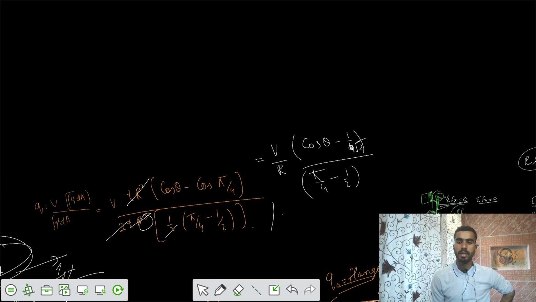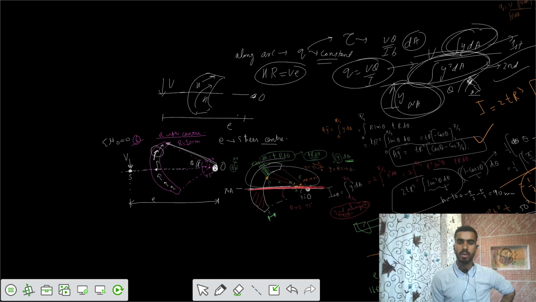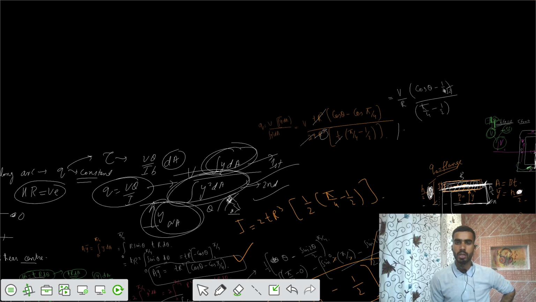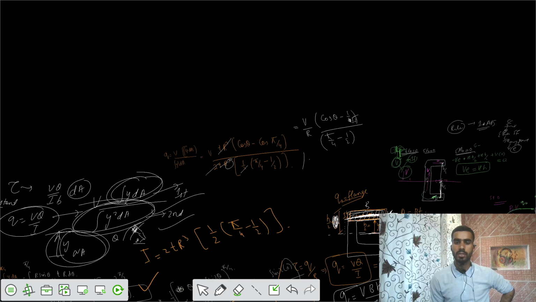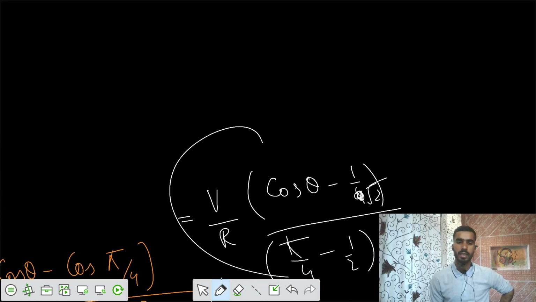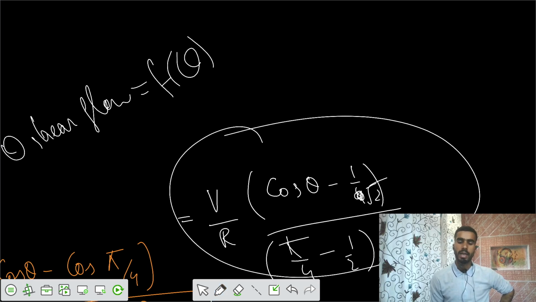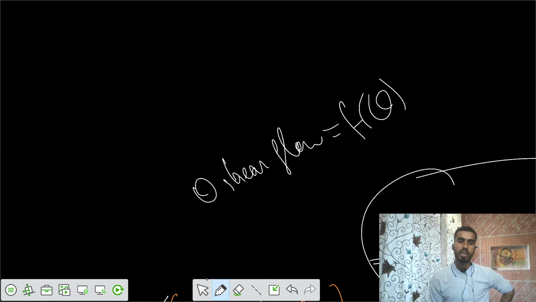But what was the actual problem we had? Now we say that this is your shear flow. It is a function of theta. You see that the shear flow is a function of theta. So if you want to get the overall shear force, this shear flow, if you multiply with the length, you would get the smaller shear force. Let's say you calculated for small d theta, your length along the surface was r d theta.